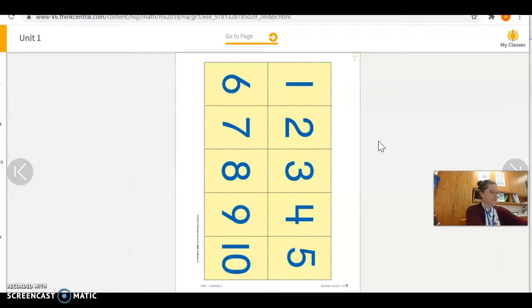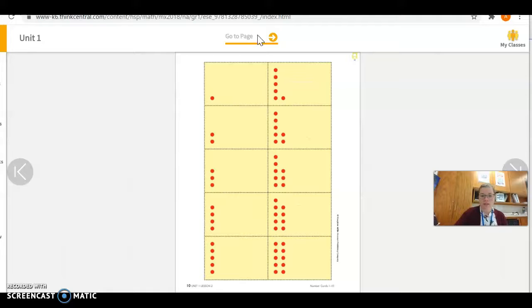Okay. Now that you're coming back to me, I want you to flip over those cards so that it shows the dots. So I'm going to do that, flip it over so it shows the dots. Good. What happens once we get to 5? Do you notice that? 1, 2, 3, 4, 5.